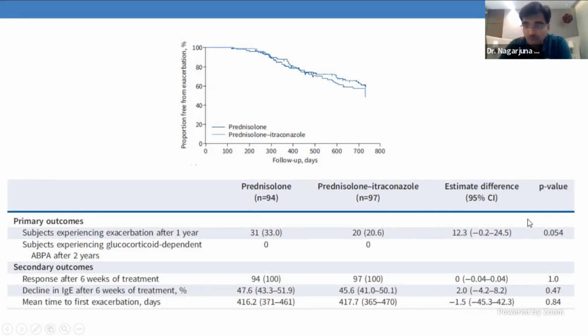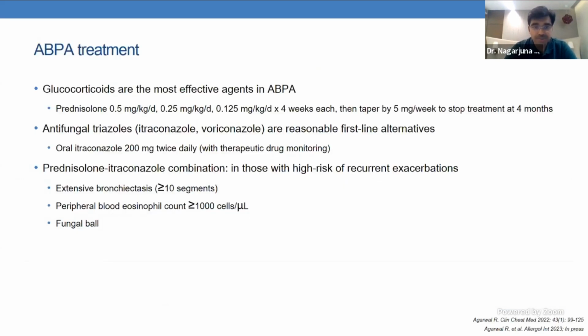But in certain subgroups of people, like people with extensive bronchiectasis of more than 10 segments, very high eosinophils of more than 1,000, or recurrent exacerbations, more than 2 per year, this combination was probably superior to OCS monotherapy. However, this has not yet been incorporated in the current treatment guidelines, but it can guide us in deciding in whom we want to use an upfront combination of prednisolone and itraconazole.